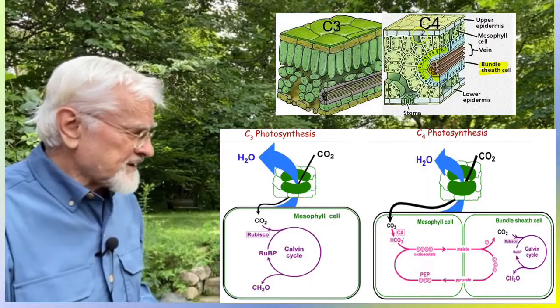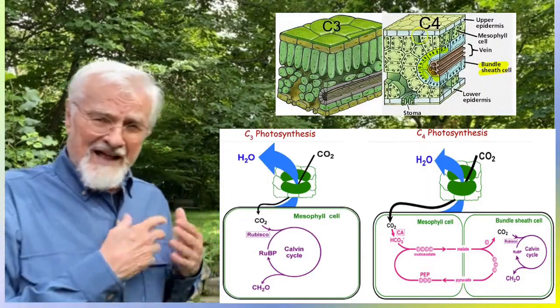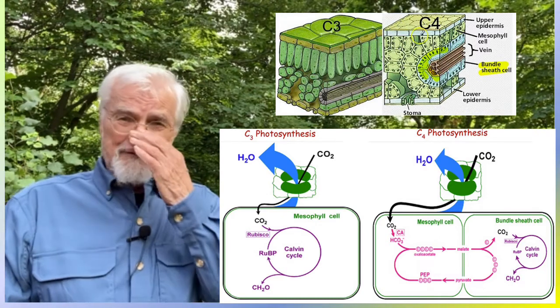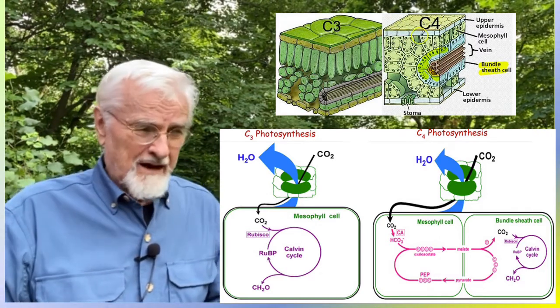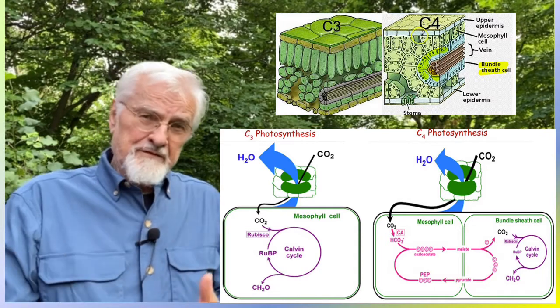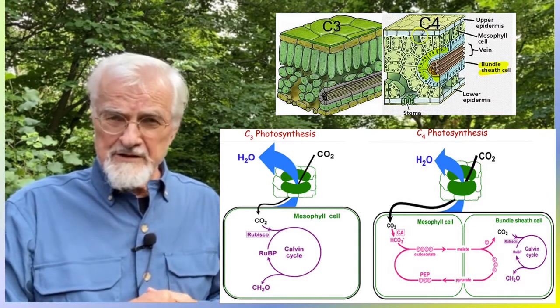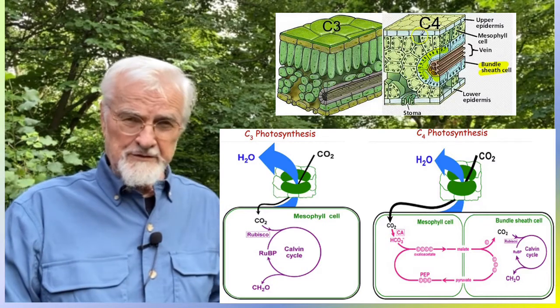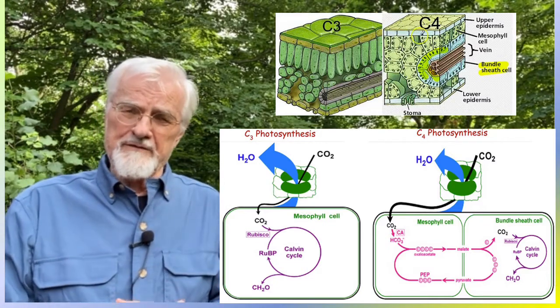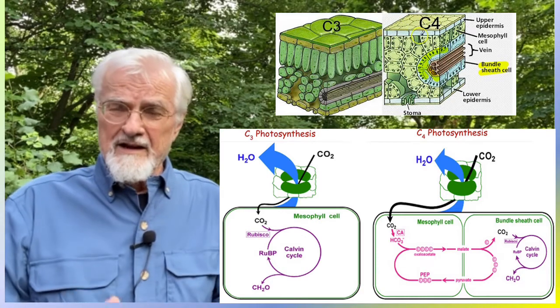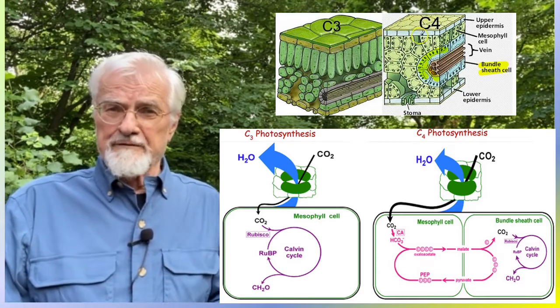So this solution is actually a convenient, an elegant solution. If you're concerned with the problem of water vapor loss, as you will be, for example, in very hot, dry climates, or when you're subjected to droughts, the C4 photosynthesis is an excellent way of avoiding the problem of photorespiration.